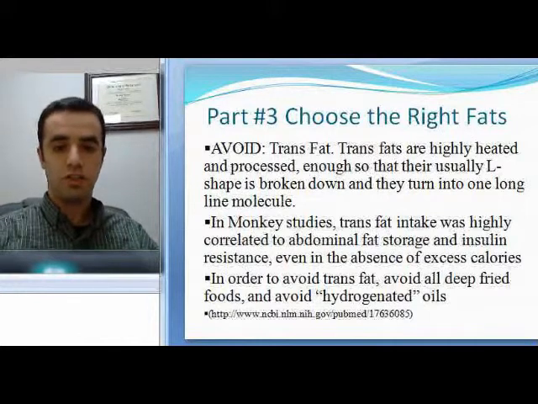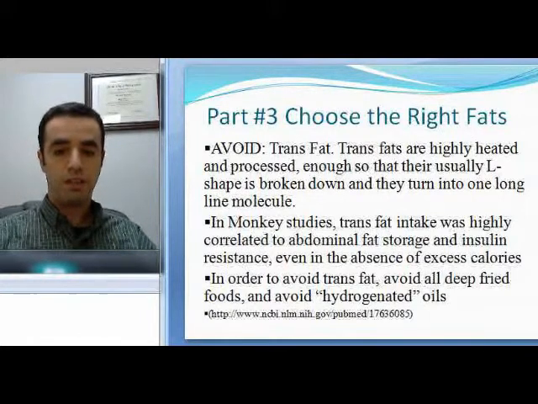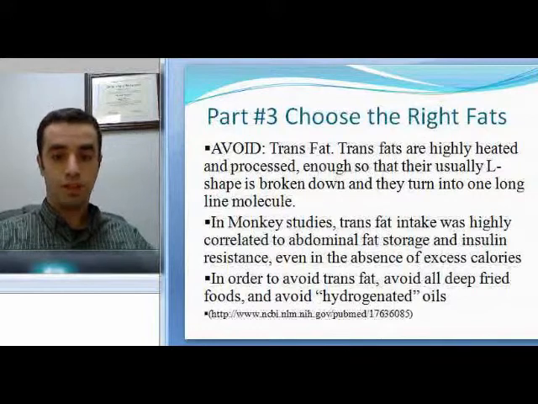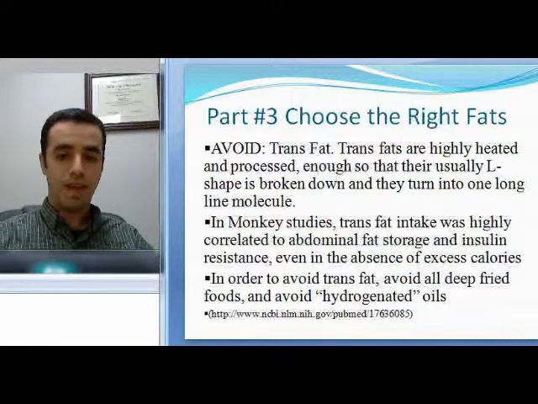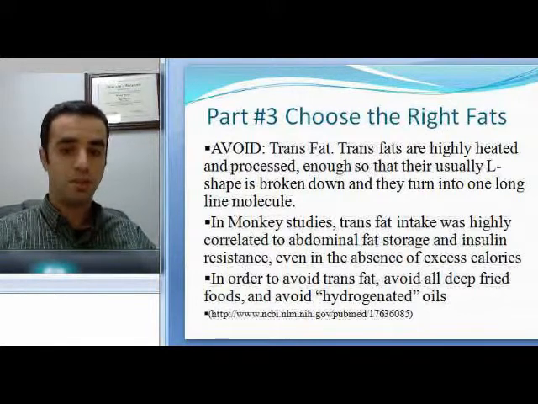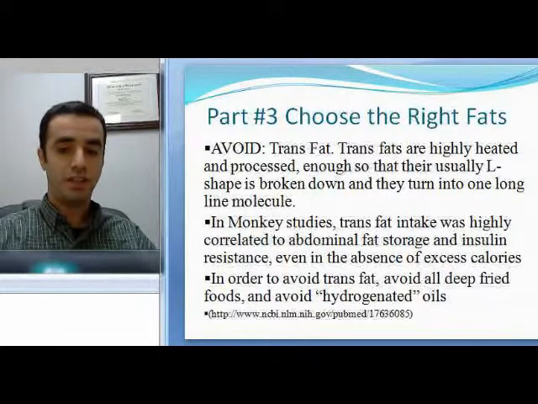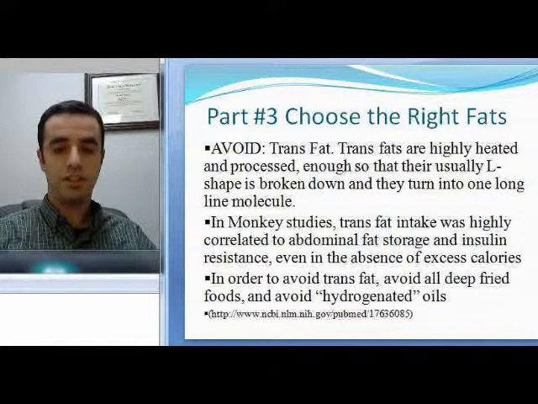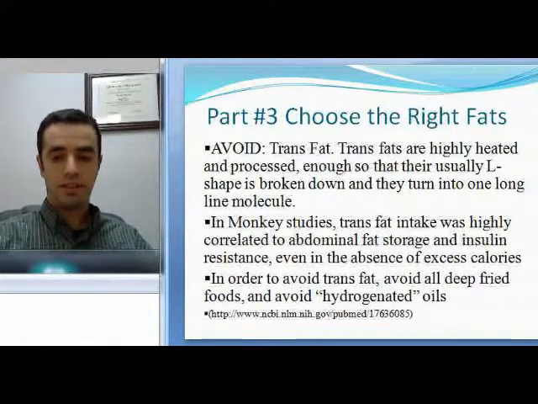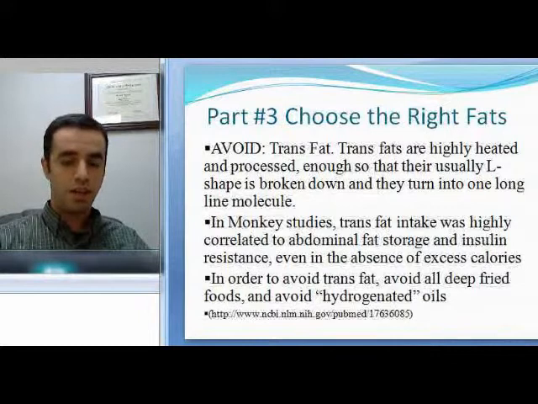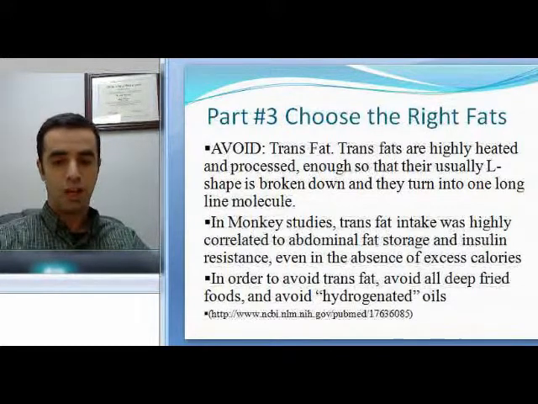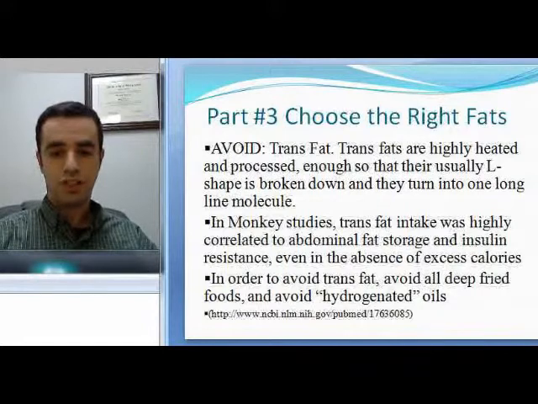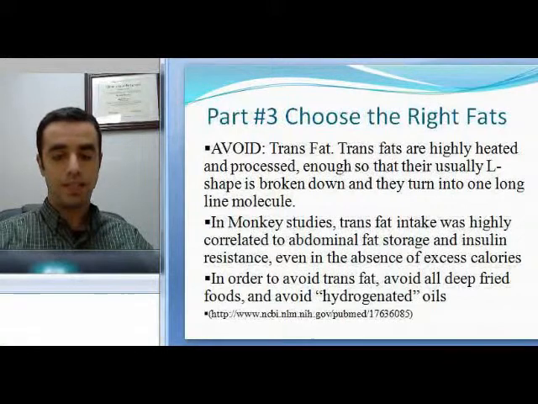So in order to avoid trans fat, you should be avoiding all deep fried foods and avoiding hydrogenated oils. So essentially take a look at the ingredients on the back of anything that you might buy and make sure that there are no oils that are listed as hydrogenated. Sometimes it's called partially hydrogenated or fully hydrogenated. Doesn't matter what it is. If it says hydrogenated, that's the one that you want to avoid, because that means that it has some amount of trans fat. And sometimes it even says 0 trans fat on the label, but if it says hydrogenated, then it probably has some. It has probably less than 0.49 grams, but even 0.49 grams is too much. You want to avoid all of it.